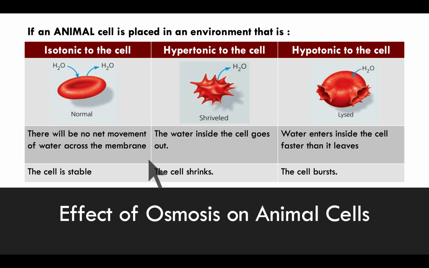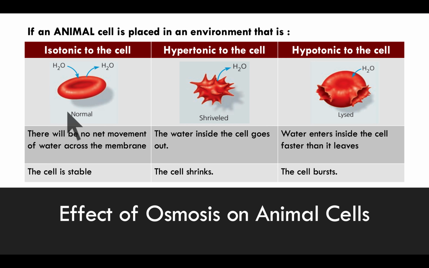If a cell without a cell wall, such as an animal cell, is immersed in an environment that is isotonic to the cell, iso means the same, there will be no net movement of water across the plasma membrane. Water diffuses across the membrane but at the same rate in both directions. In an isotonic environment, the volume of an animal cell, as you can see here, is stable.